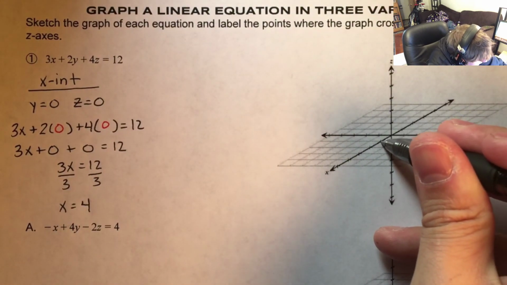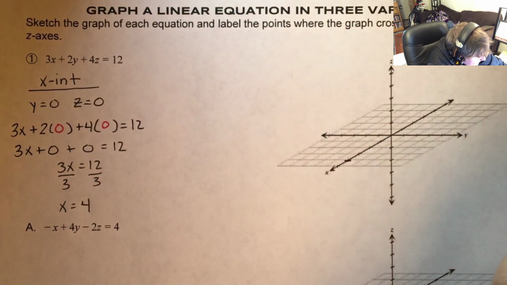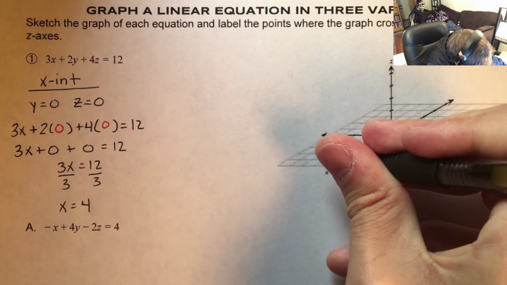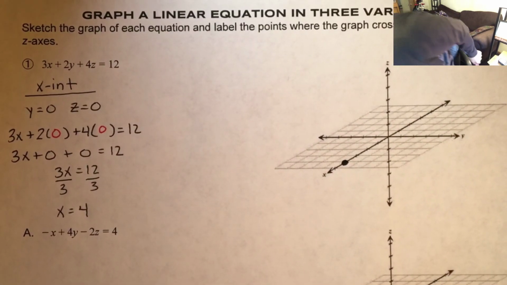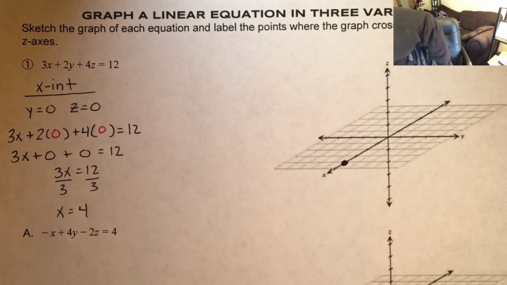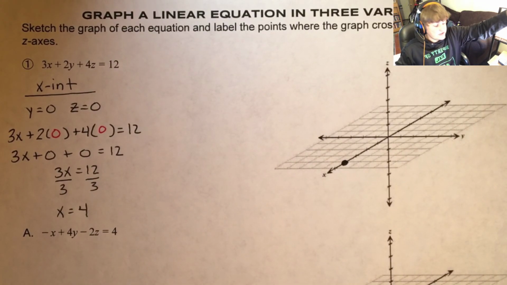X is 4. 1, 2, 3, 4. Y is 0, so stay put. Z is 0, stay put. So actually, this indeed is my x-intercept. Okay, so now that I have the x-intercept, I can move on to the other variables.